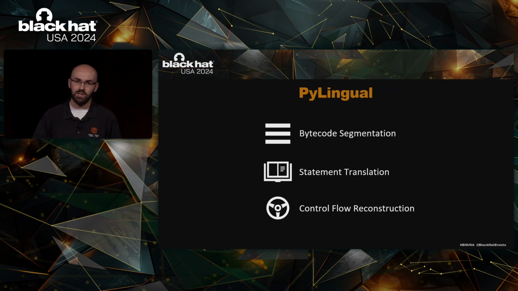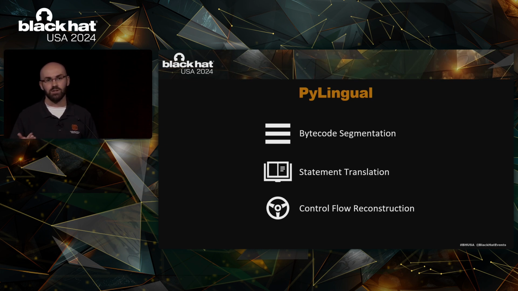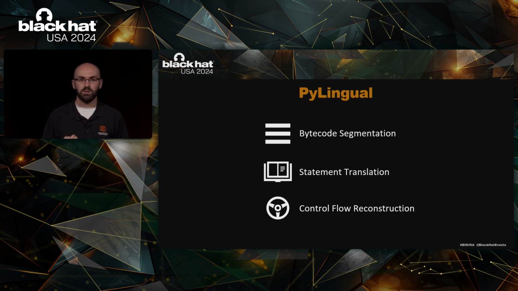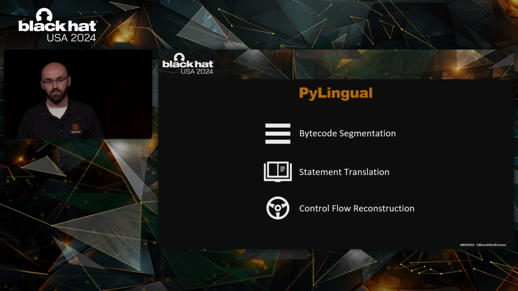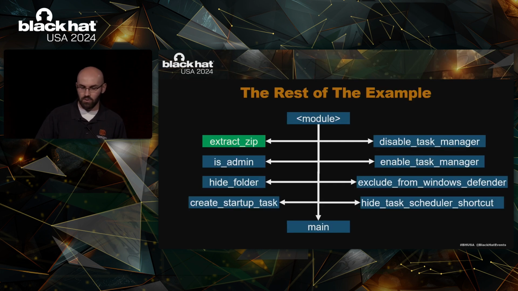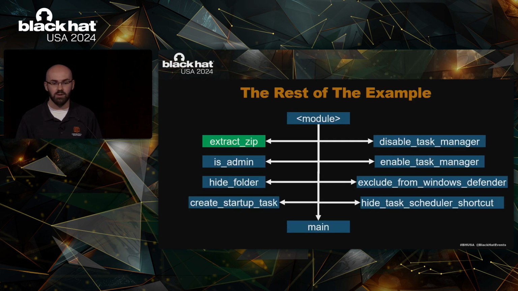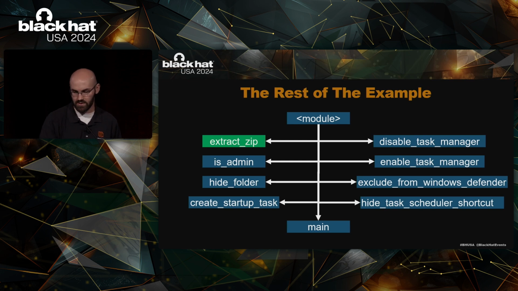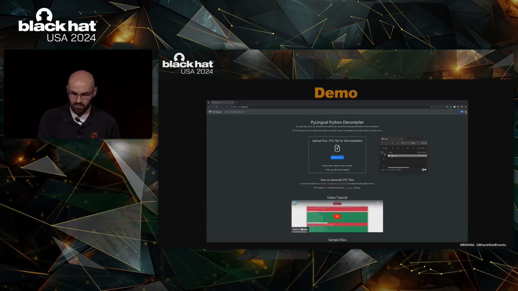So to summarize, we've segmented the bytecode into statement-level chunks, translated each of those statements one by one into source code, and then stitched together those source code statements to form a complete Python program. Now, equipped with a flexible Python decompiler, we're ready for the rest of the example. And so I'll give a quick demo of the web service.